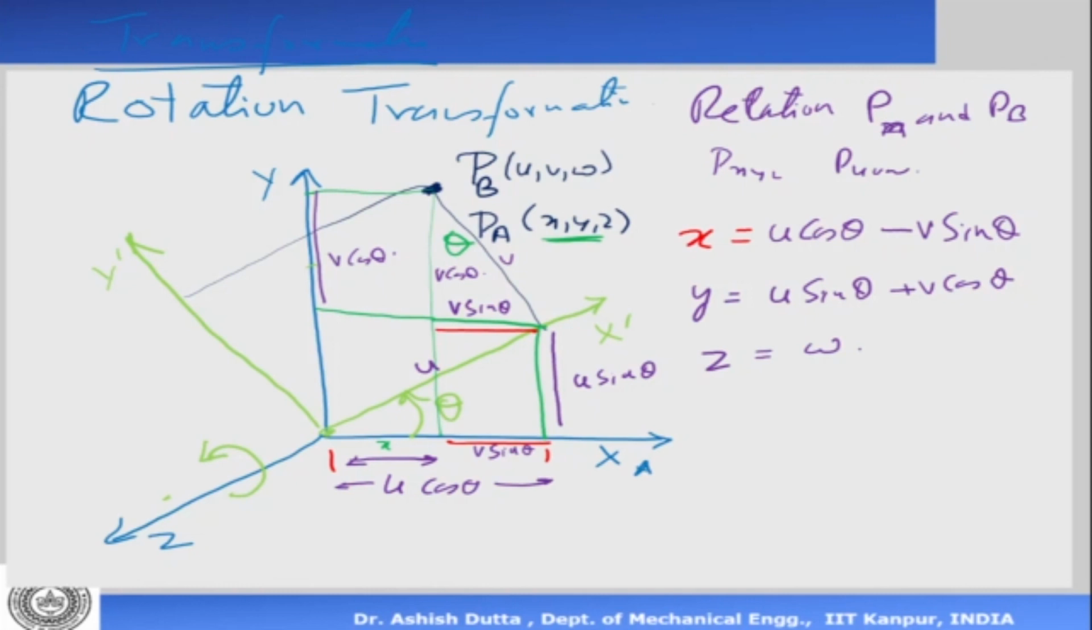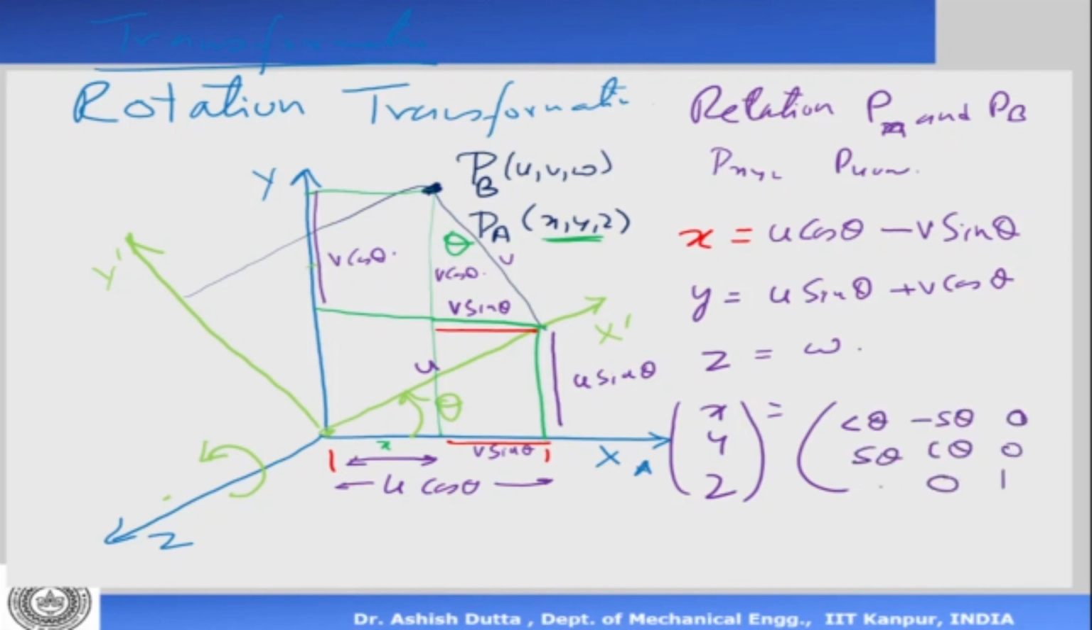Now if I write it in matrix form, I can write x, y, z on the left hand side, which is equal to the matrix cos theta, minus sin theta, 0; sin theta, cos theta, 0; 0, 0, 1, and this side is u, v, w. So from this set of equations I'm getting this. This is called my rotation matrix. It's a 3 by 3 matrix.